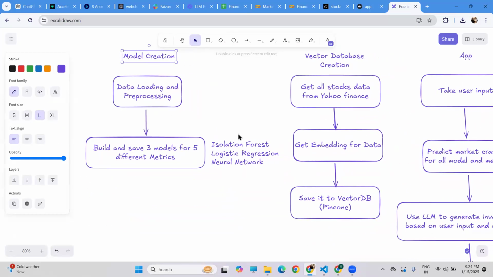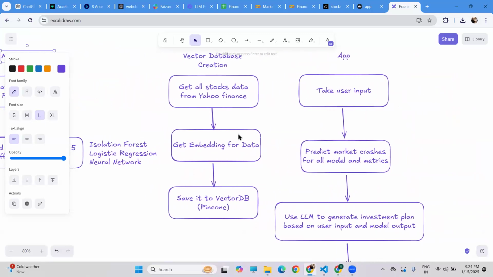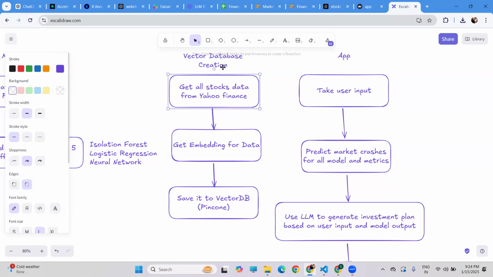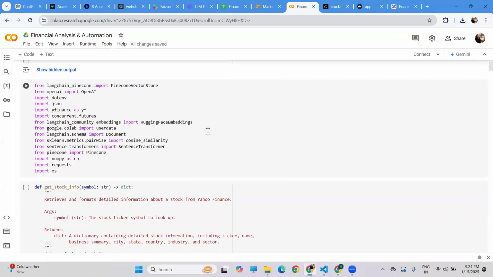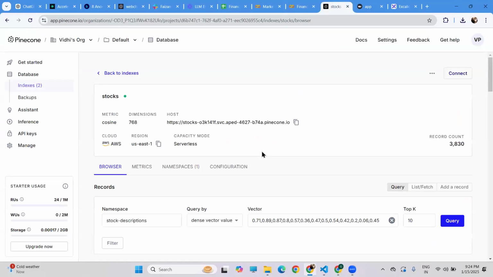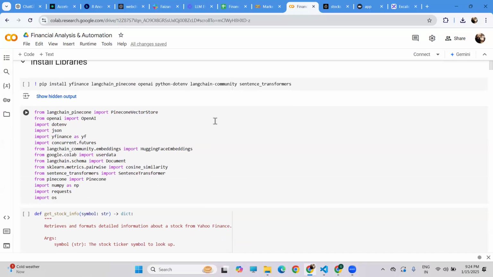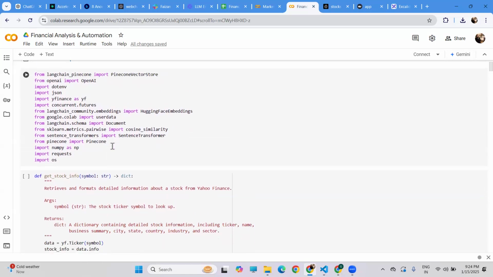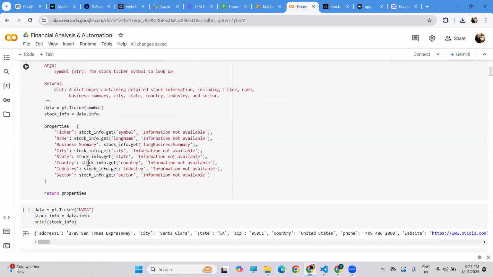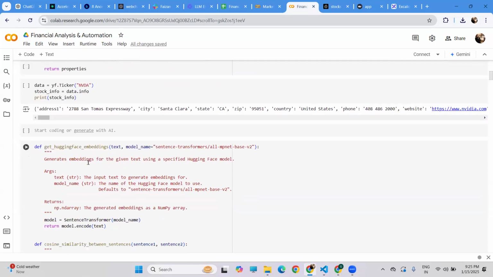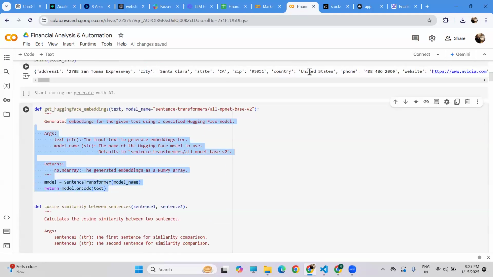So after model creation, I'm using an LLM with a RAG pipeline in this project. For that, I am creating a vector database of all the stocks data. I'm using Pinecone as a vector DB, and I'm pulling all the stocks data from Yahoo Finance. So here is the code for fetching the data, converting it into embeddings, and then saving those embeddings into the Pinecone vector DB.